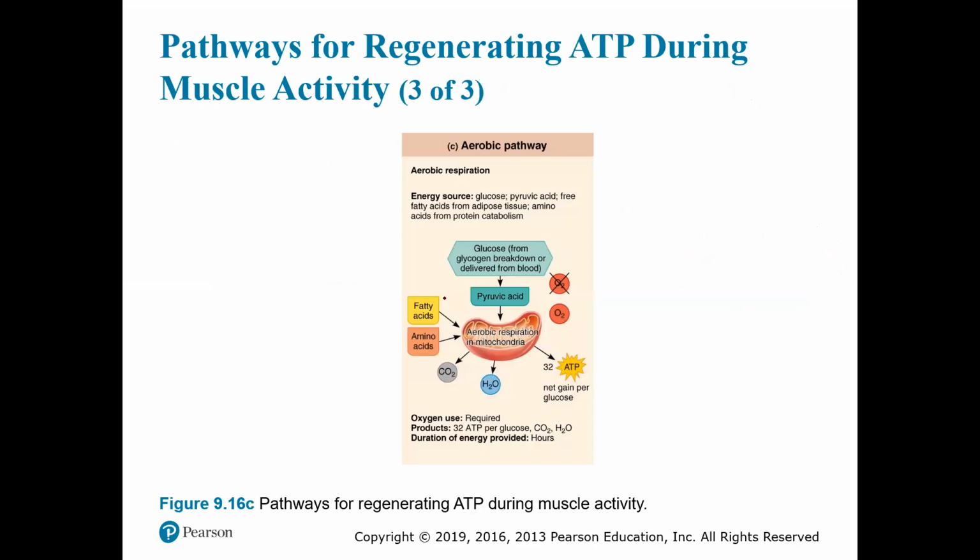So here's the aerobic pathway. I like these. This book does a nice job here. So the energy source is glucose. It could go into the mitochondria, which is really pyruvic acid. You could put fatty acids in there. You could put amino acids, but we never want to use amino acids here. If we had to, if you were starving, your body's going to break down itself, its muscle and bone, and put that into the mitochondria in the form of amino acids. Well, technically, the amino acids will be converted to pyruvic acid.